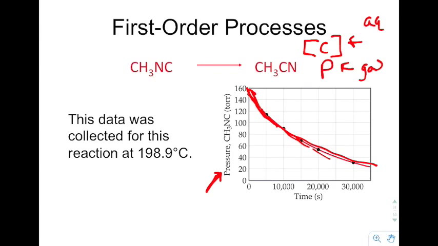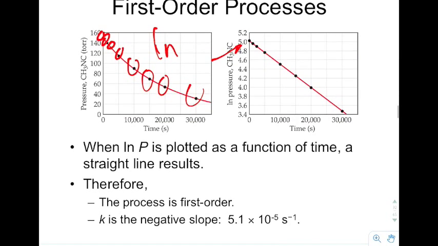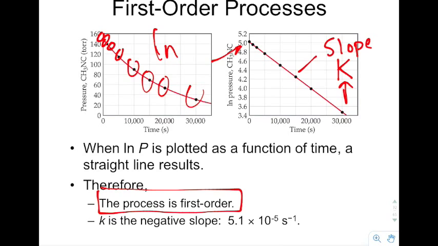If you were to take the natural logarithm of each one of these points, you can then plot those points over here, and you end up getting values that plot linearly. Whenever you take the natural log, you get a straight line. Because of that, you can say that it is a first order process. Not only that, now that it is a straight line, you can easily calculate the slope. The slope is going to be the k, or the rate constant for this particular set of data.